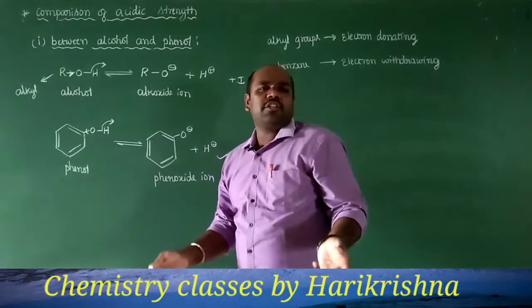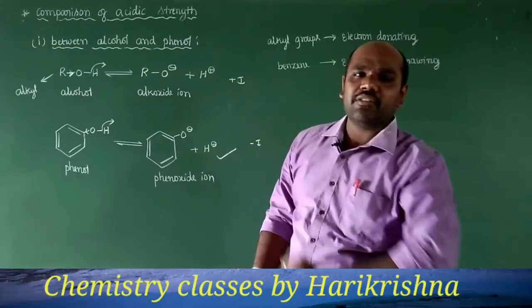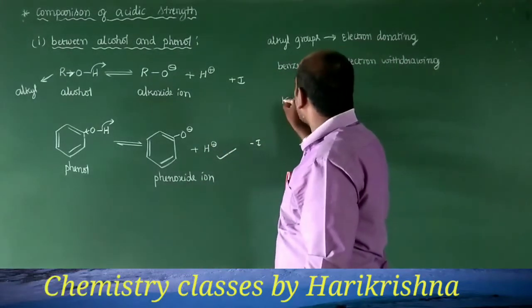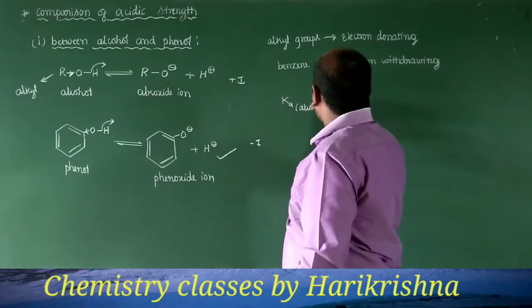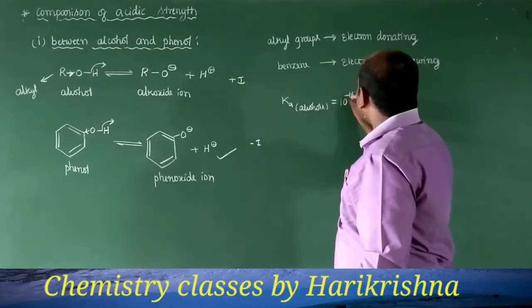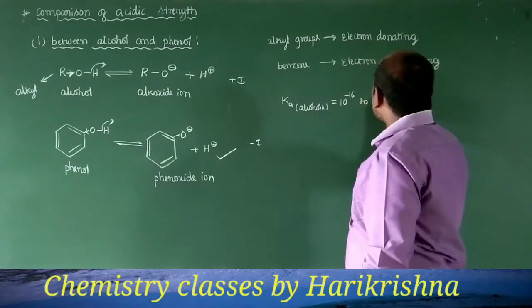and the justification for this statement can be given based on the dissociation constant values. The Ka value for alcohols is of the order of 10 to the power of minus 16 to 10 to the power of minus 18.